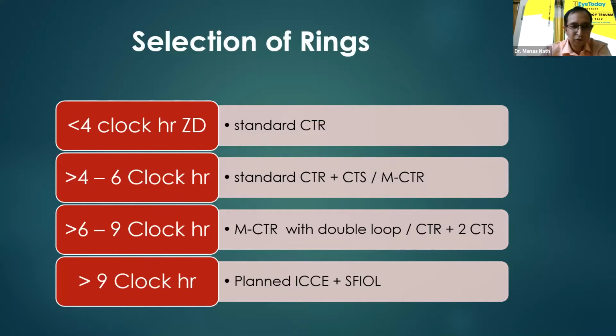With zonular dehiscence of 6 to 9 clock hours, I usually prefer one CTR and 2 CTS to suture it to the sclera, or else one can even use a modified CTR with 2 double loops to fix it back to the sclera. With profound zonular weakness of more than 9 clock hours, I usually plan to go for intracapsular cataract extraction with SFIOL.